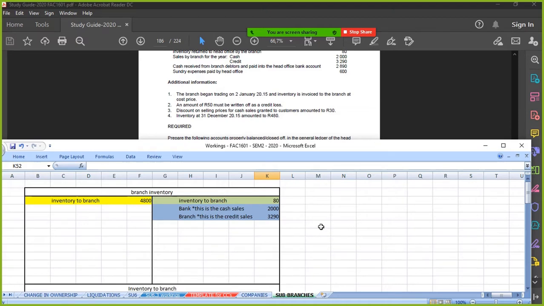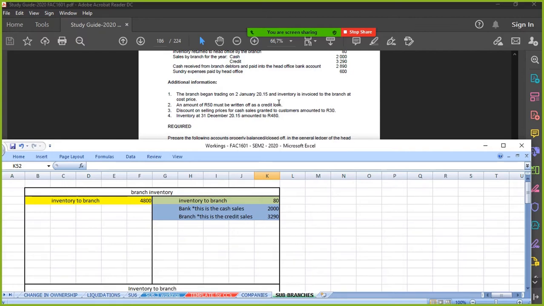Do I need to do anything with this? No, I don't. This is just re-emphasizing the point that they're using cost price, not selling price. Do you agree? Yes. Okay, point number two, do I need that? Yes. Why? Because our branch trade receivables will decrease. Good.